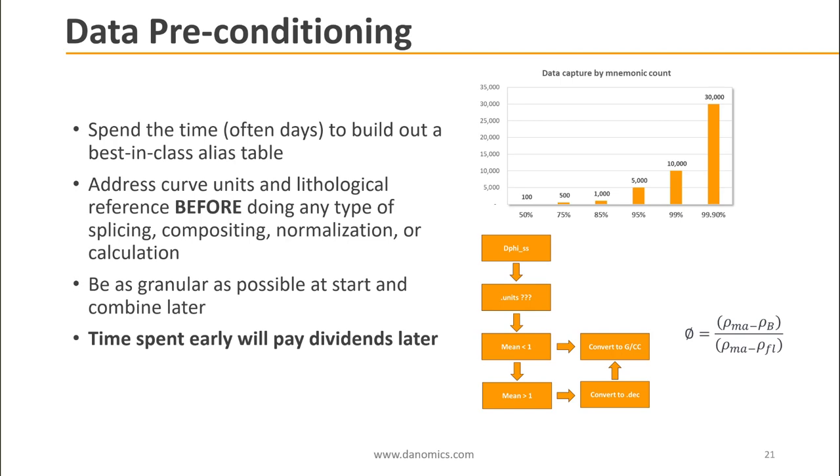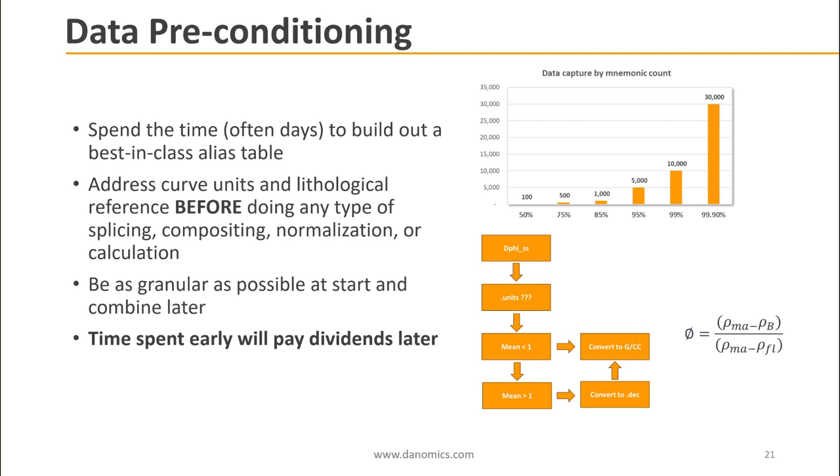So I'm not going to go into all the detail, but what I will say are a couple of things. First of all, you need to do this type of work before you get into compositing your data together, normalizing it, doing the calculations, etc. So you need to have that alias table built out, and you probably need 5 to 10,000 curve mnemonics in it to be as thorough as you'd like. You need to have a workflow established for identifying the units, verifying the units, and making the conversion as needed for getting things like density porosity back into bulk density space, etc.